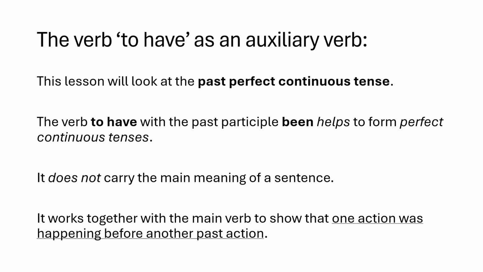This lesson will look at the past perfect continuous tense. The verb to have with the past participle been helps to form perfect continuous tenses. It does not carry the main meaning of a sentence. It works together with the main verb to show that one action was happening before another past action.